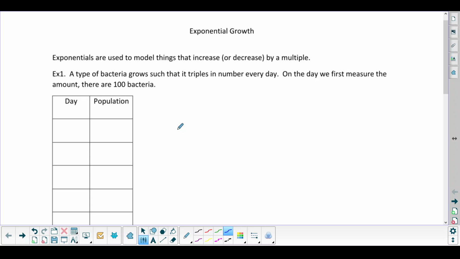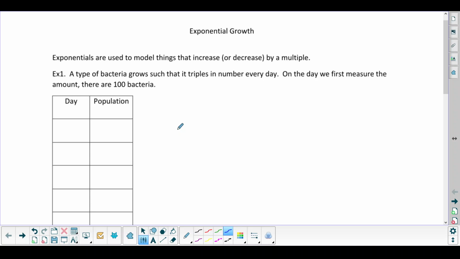Today we're going to be looking at exponentials. In particular, we're going to be looking at exponential growth. So to understand how exponential growth and exponentials work, we're going to start with an example. Exponentials are used to model things that increase or decrease by a multiplication.